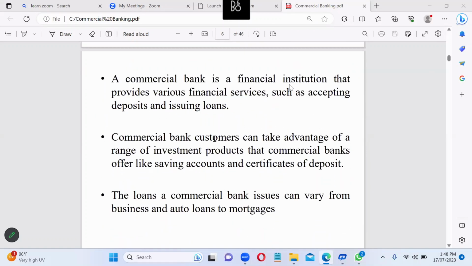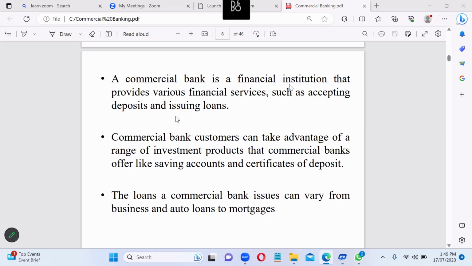Okay, a commercial bank is a financial institution that provides various financial services. The various financial services we can call deposit service, saving service, or lending service, such as accepting deposits and issuing loans. Commercial bank customers can take advantage of a range of investment products that commercial banks offer, like savings accounts and certificates of deposit. The loans commercial banks issue vary from business and auto loans to mortgages.